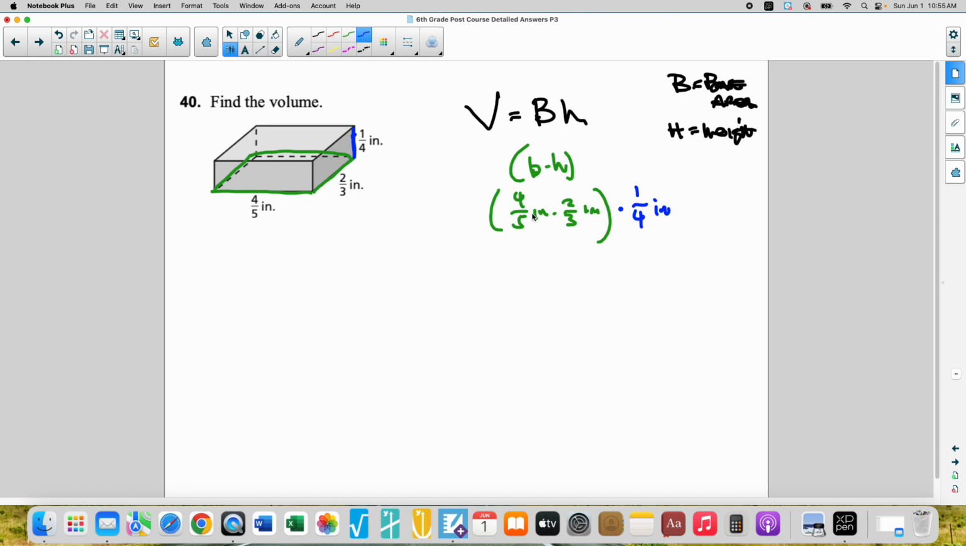So what can I do here? I have multiplication and multiplication, so I'm going to see if I can cross cancel. That 4 and that 4 can cancel, and that's all I'm left with. So that's 1, because 4 goes into 4 once. So 1 times 2 times 1 is 2. 5 times 3 times 1 is 15. And then I have inches times inches times inches, or inches cubed. So the volume of this rectangular prism is going to be 2/15 inches cubed. Not bad, right? Pretty straightforward.